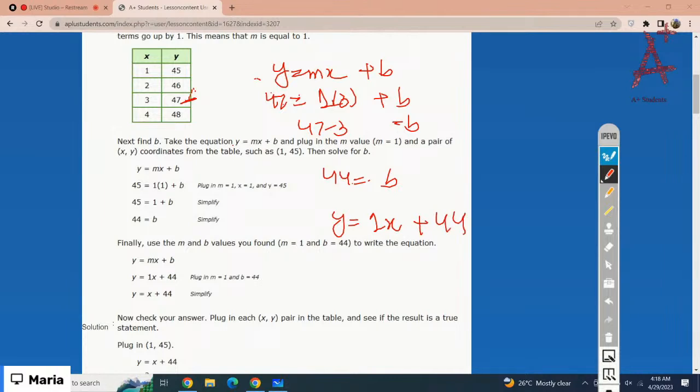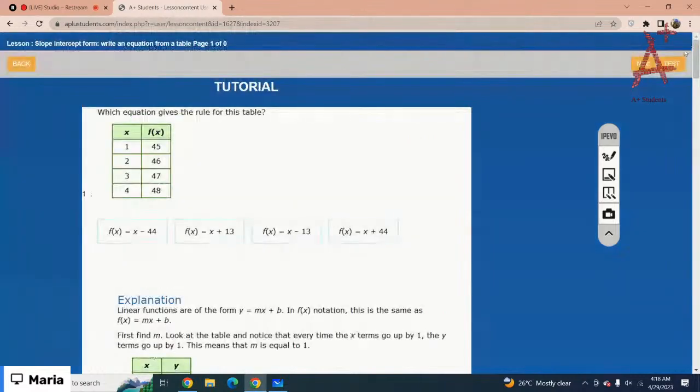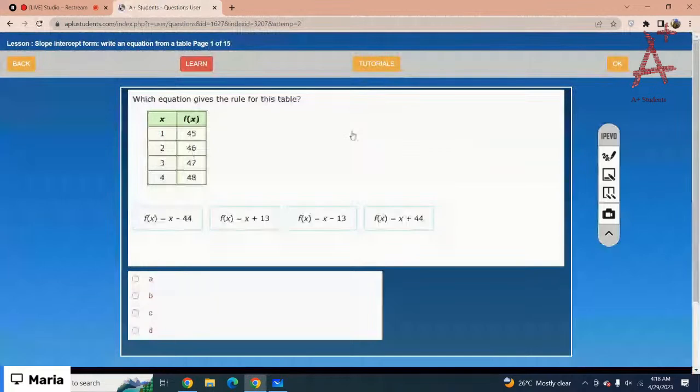Got it? So whenever you have to write down the equations, you just need to find the two things, the slope and the y-intercept. Got it? Let's just do the practice question. Okay, that's the one we just did on the board tutorial. It would be f of x equals x plus 44. Option number D is the correct option. That would be f(x) equals x plus 44.